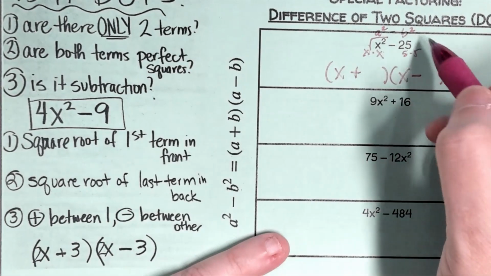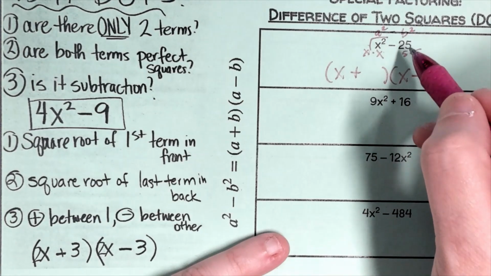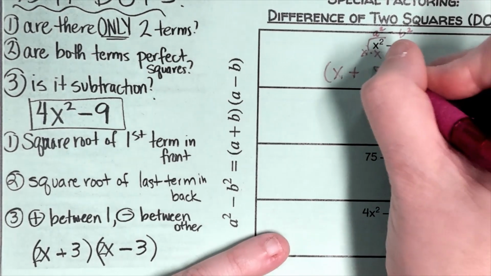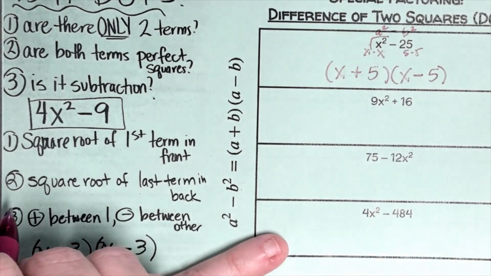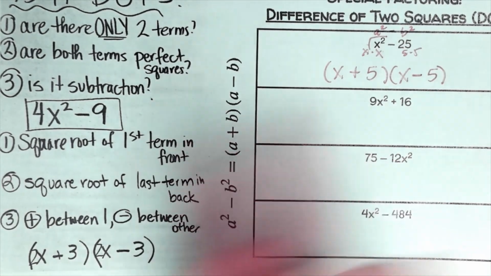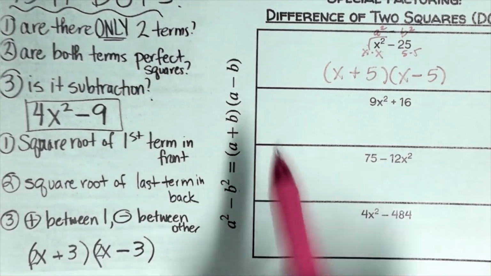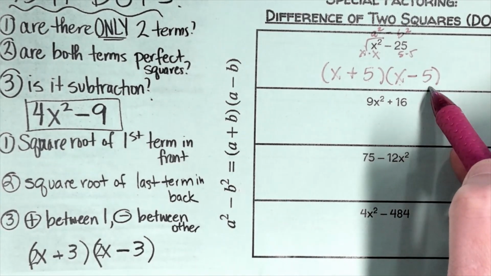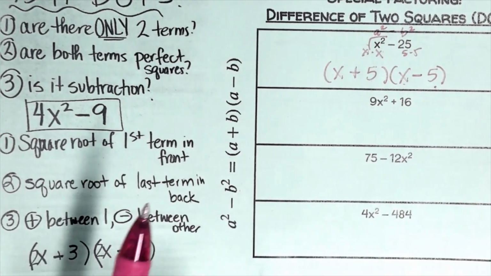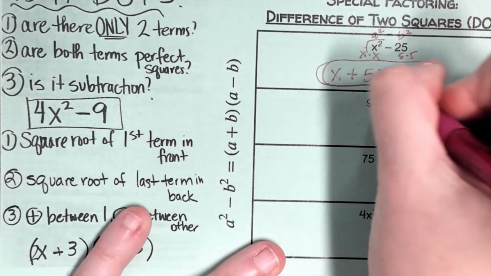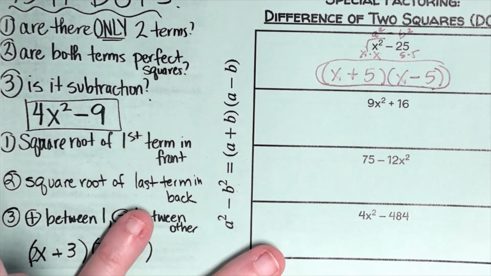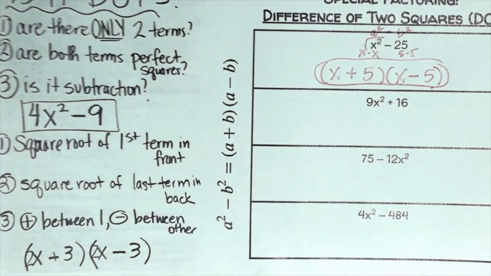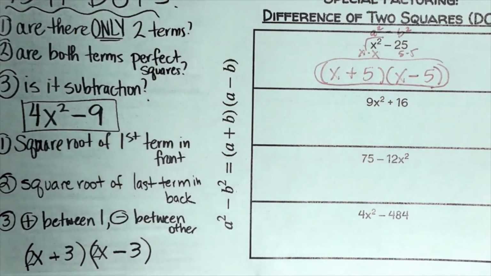And then the last thing says b squared. If I want the b, I have to take the square root of 25, which is 5. Okay? So what this pattern is telling me is, if I take the square root of the first term and put it in the front, the square root of the last term and put it in the back, and put a plus and a minus in between them, it's factored. This is done. If I were to put these in my calculator and graph them, they are equivalent. So I can check right away, and that's the pattern.